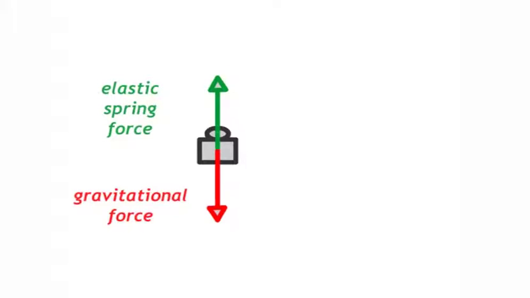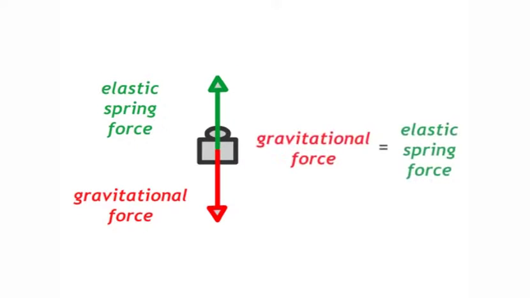When we hang the weight on the Newton meter, there are two forces acting on it. Gravity force in the downward direction and the spring force in the upward direction. Since the weight is not accelerating, by Newton's first law, these two forces must be the same. But if we immerse the weight in liquid, then there is a third force, the buoyancy.